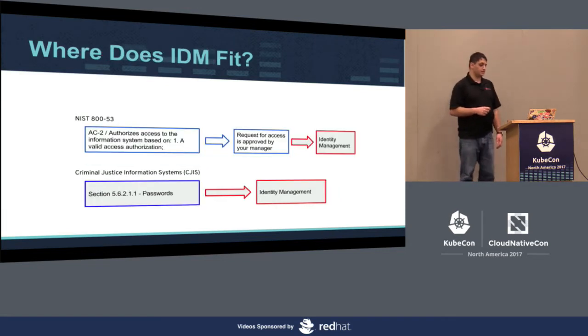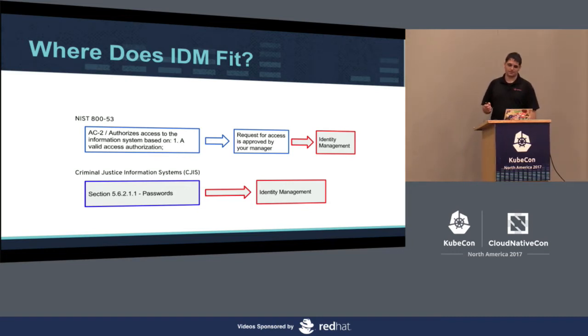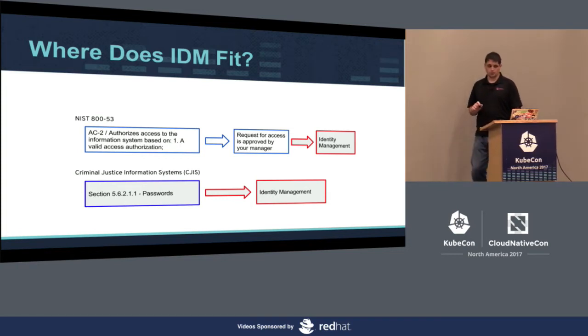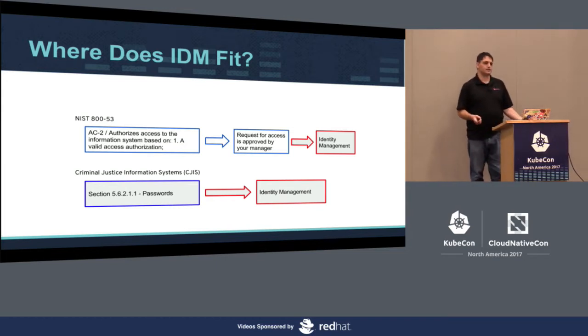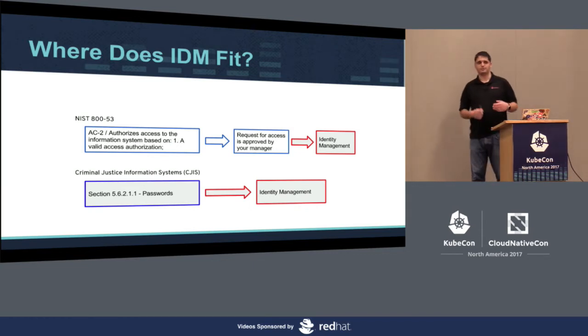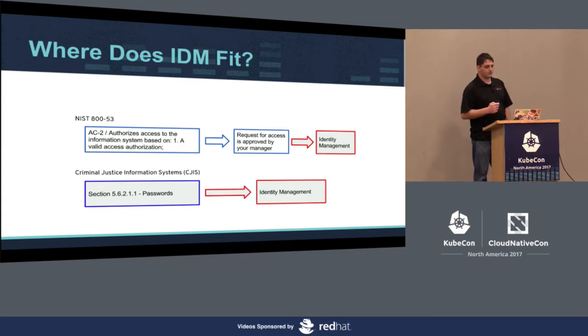So how does IDM fit into this? If we're looking at NIST 800-53, this is an actual control. Authorize access to the information system based on 1A, valid access authorization. That is an extremely helpful control that is a palindrome. Basically what it's saying is you need to have a process designed to say why somebody should have access to it. And then from a technology standpoint, how do you implement that? That's where identity management fits in. And then looking here at CJIS, this section deals with passwords, password complexity, how often you have to change them, etc. And again, that's where you want to have identity management.